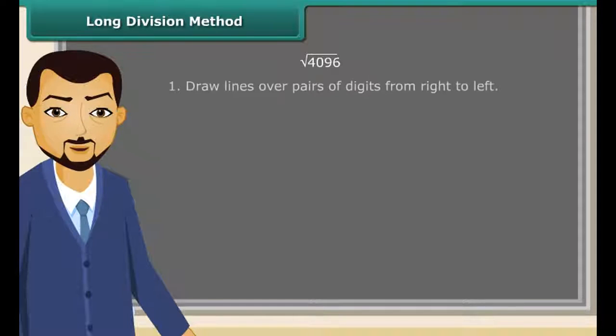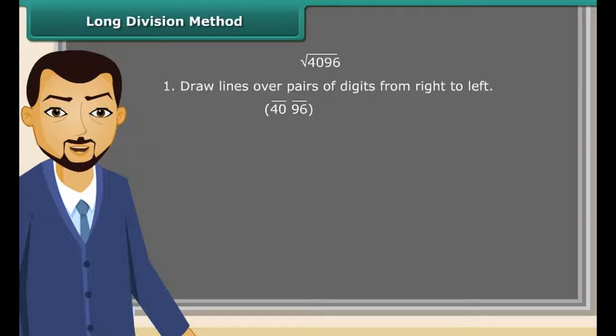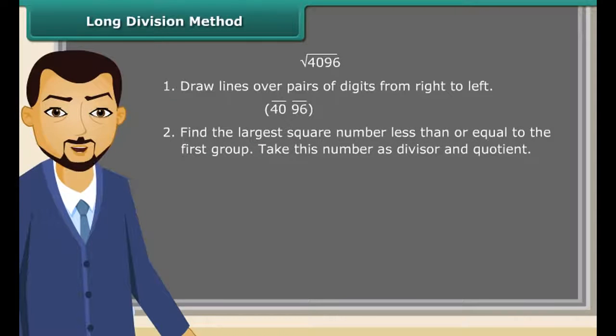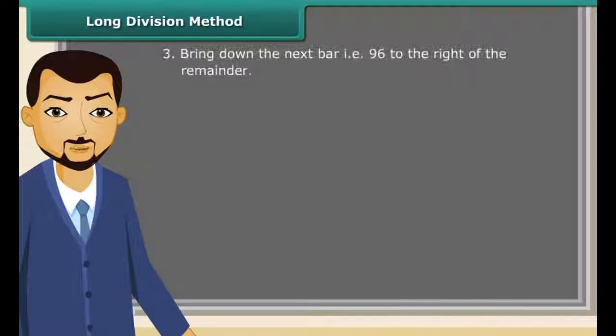For large numbers, the prime factorization method of finding square root becomes difficult. So we use the long division method. Let us look at the steps. First of all, draw lines over pairs of digits from right to left. Next, find the largest square number less than or equal to the first group, that is 40.